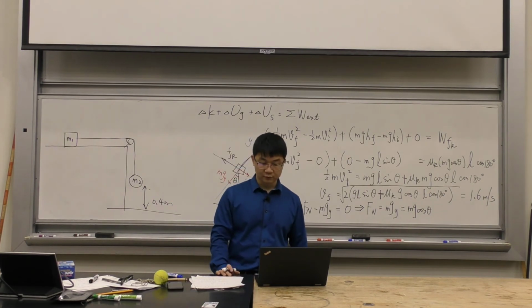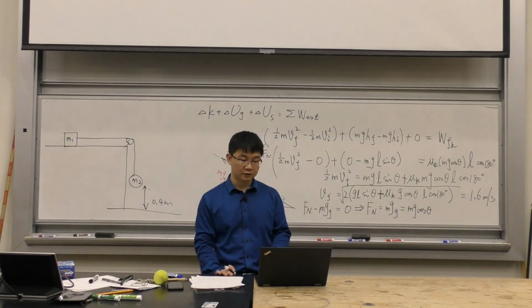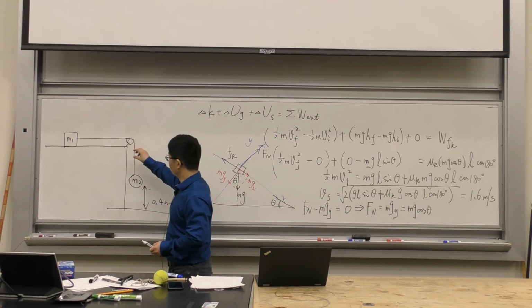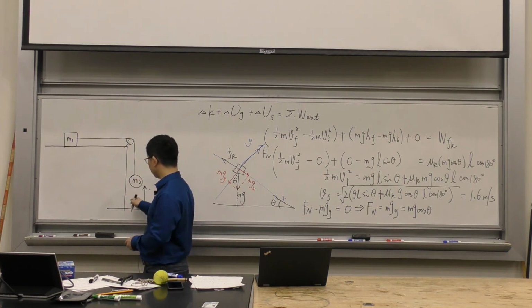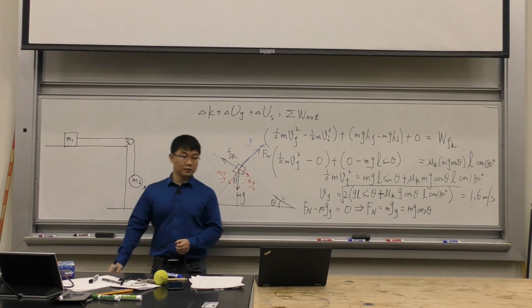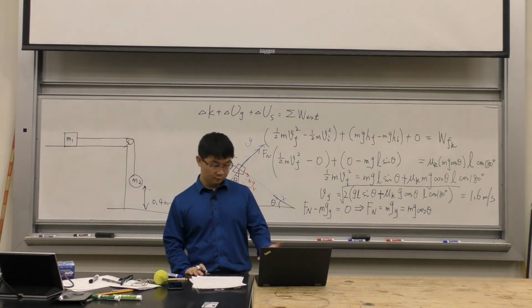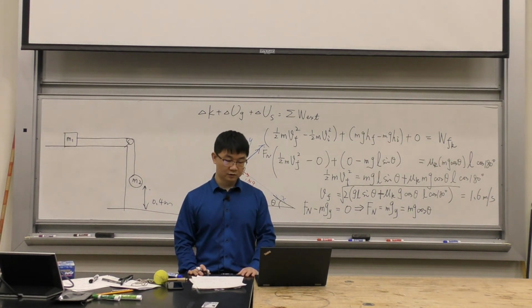Once you release M2 from rest, if M2 is heavy enough, it's just going to pull M1 to the right and M2 is going to drop. So that's why M2 is going to hit the ground at the end. So we just want to find the speed when M2 hits the ground. It looks like a very complicated process. I'm going to set up conservation of energy.